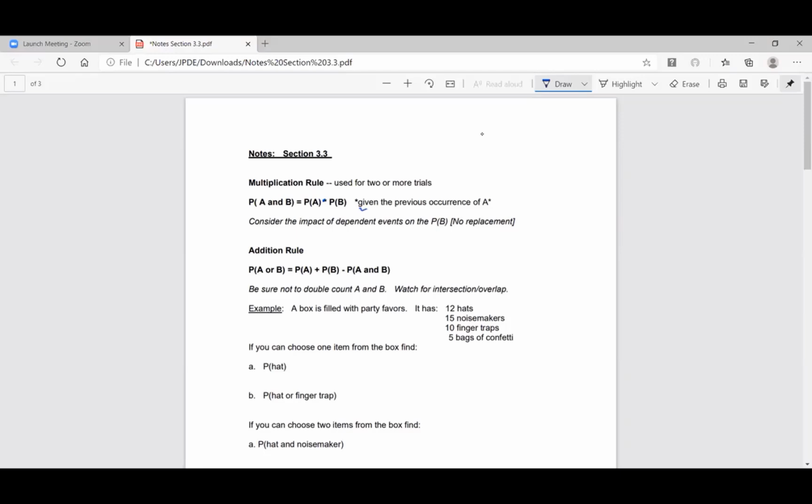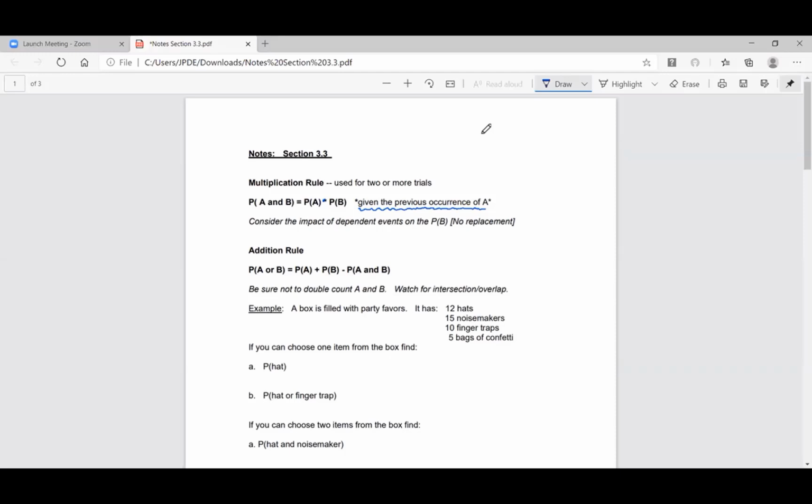The thing that can make it tricky is that when you're figuring out the probability of the second event, you have to consider that the first event already happened. So sometimes that probability changes. And that would be if you have dependent events, events when there's no replacement. And I believe what this book did is in 3.2, most of the events were independent, and in 3.3, most of the events will be dependent.